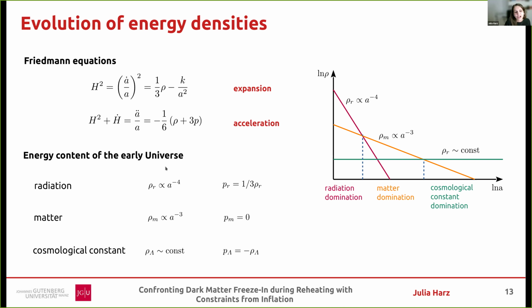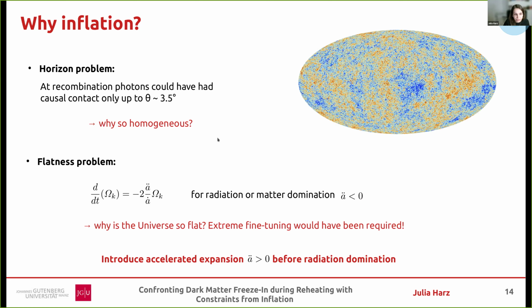But when we do this, we realize actually that we have two problems. One of them is the so-called horizon problem, and the second one is the so-called flatness problem. As we just talked about the energy densities, we have here the omega parameter. The omega parameter is the energy density just normalized. And you see also here, or what we have seen before, that for radiation and matter domination, the second derivative of the scale factor is smaller than 0. So this means that here the prefactor is in general positive.